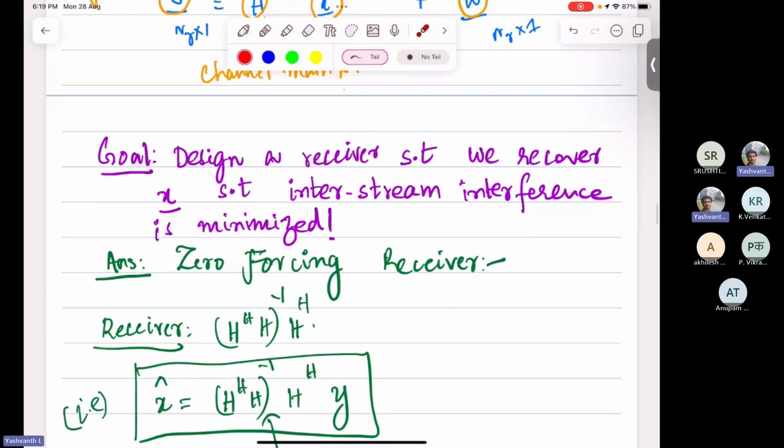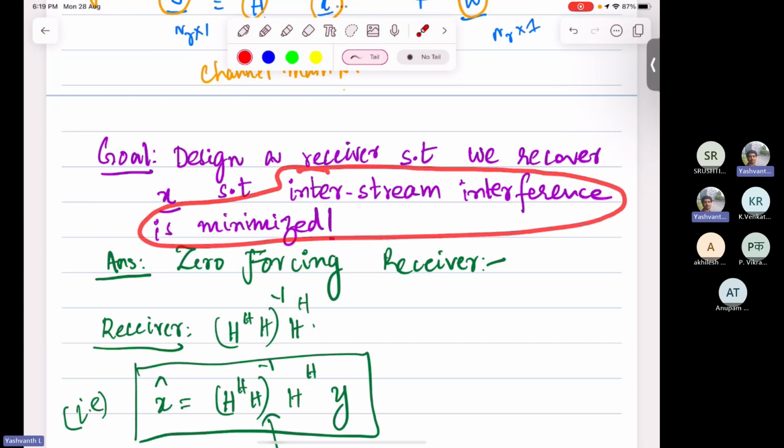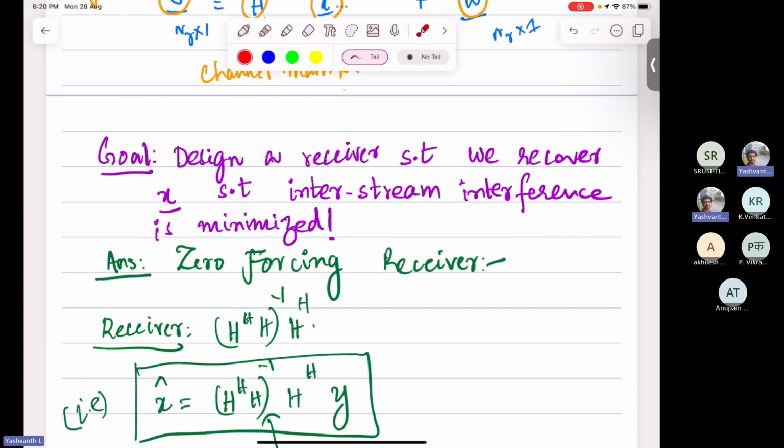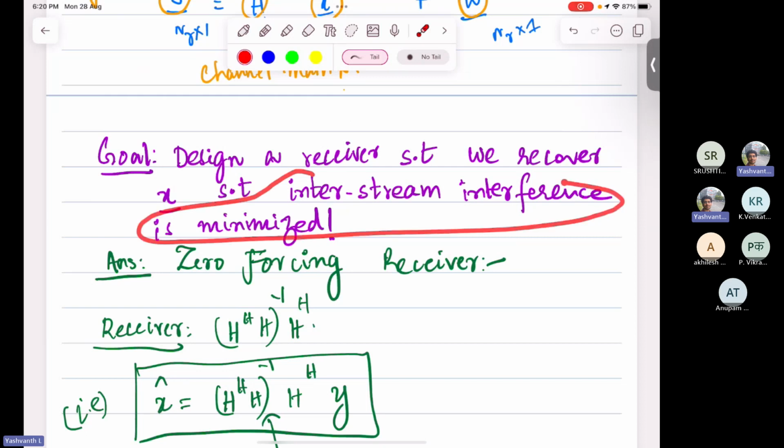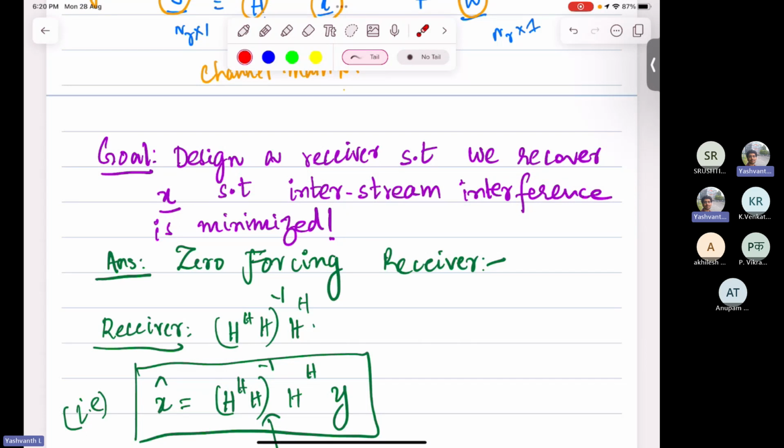So now the goal is to design a receiver such that we recover the transmit symbol vector X, with an additional constraint, which will become clearer in one of the other problems that I'll solve today, such that the inter-stream interference is minimized. For now, don't worry about what this means. I will be doing this in detail today. The professor would have told you that it can cancel inter-user interference in one of his lectures. I will show today what it means, and I will explain all these things in detail.